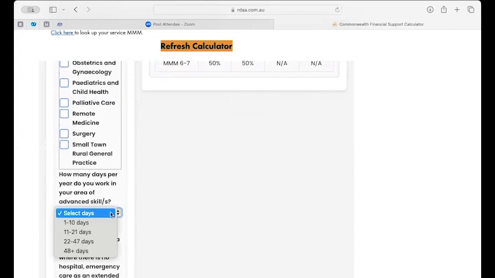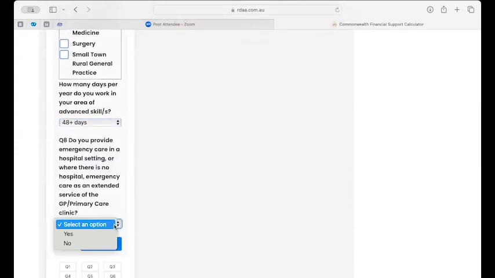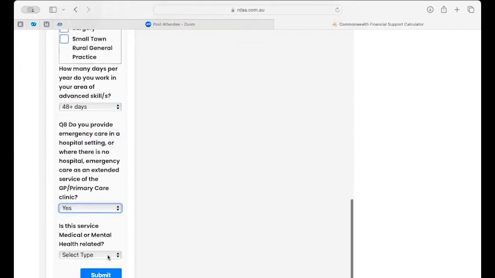So how many days a week do you work? We'll say 1 day a week. Now, again, this is based on the various eligibility criteria for different programs. So it's important that you are accurate in what you're doing there to give you the best guide.